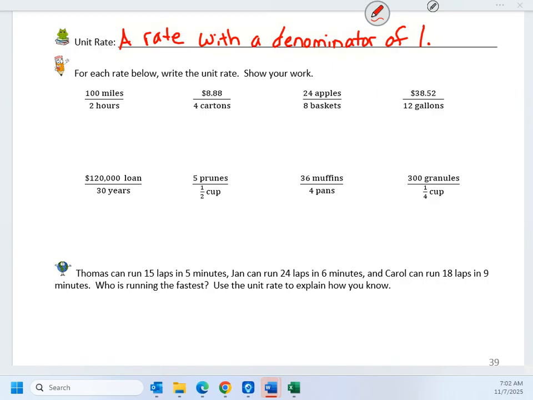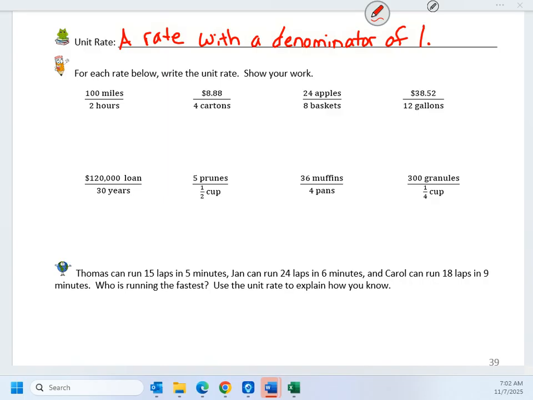You take your regular rate and you simplify down to a 1 for the denominator. Remembering, when we simplify down, we are doing the same thing to the bottom that we do to the top. Always, always, always. Some of us are still working on that concept of whatever you do to the bottom, you do to the top. Remember that.